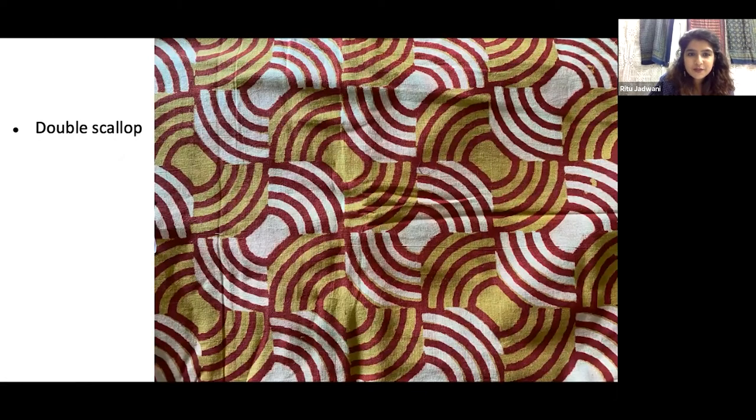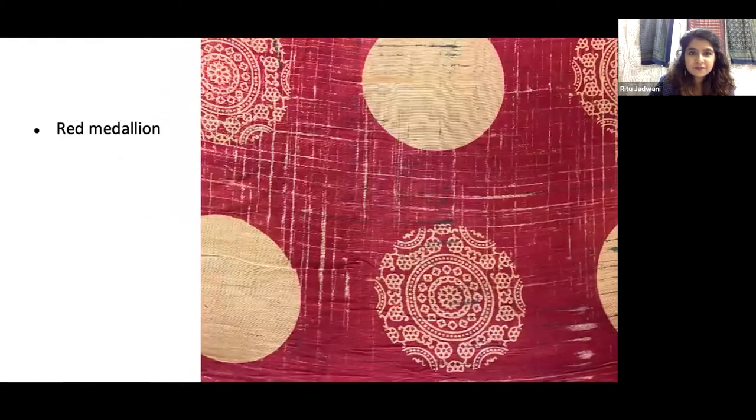Here is a contemporary print, which we call the double scallop in red and turmeric. Red medallion. We love to contemporize our traditional prints. Here you can see a contemporary version of our medallion print. So the reverse, the resist print has been used to create solid blocks of circles and the traditional medallion prints.